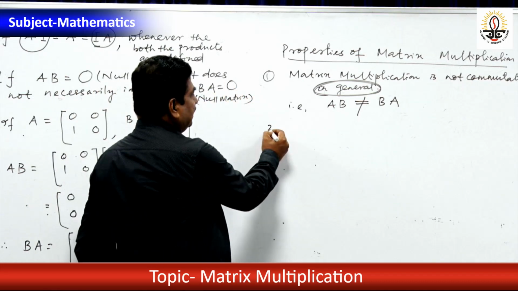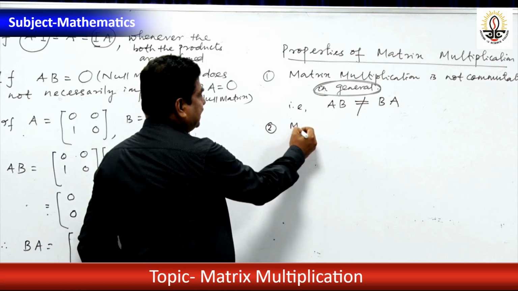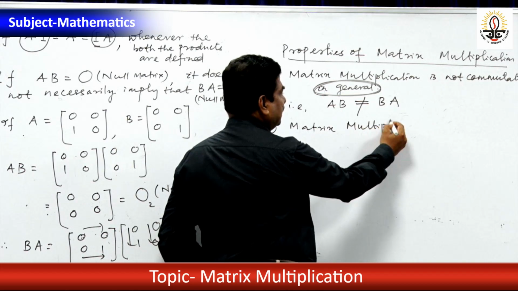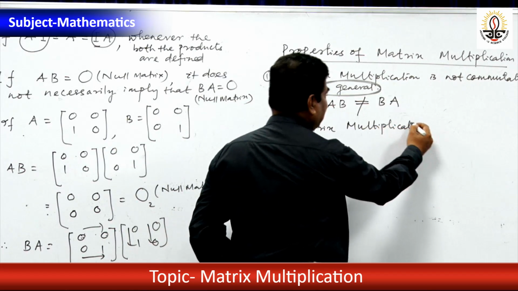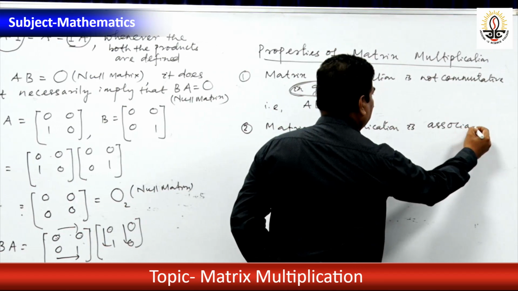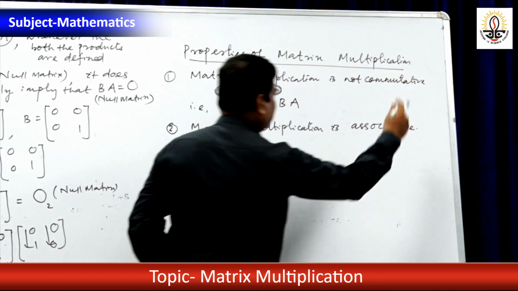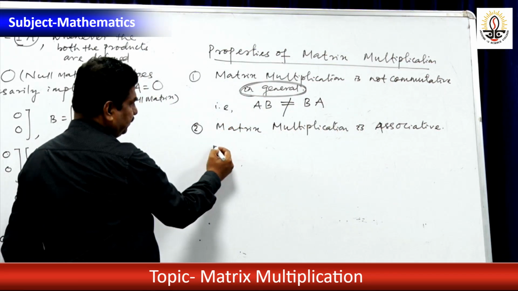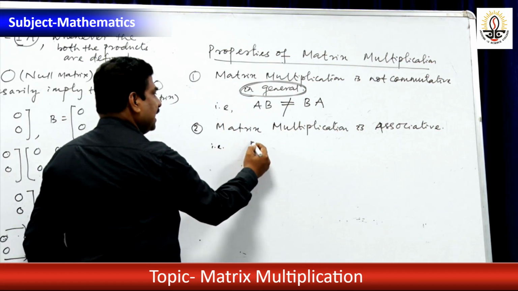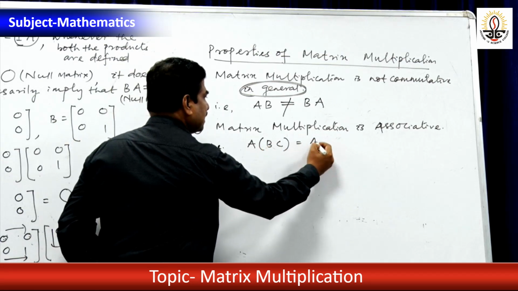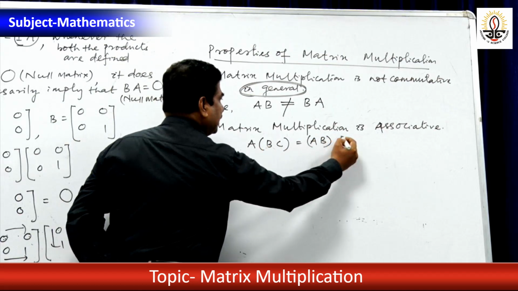The second one is multiplication. Matrix multiplication is associative. Here you see, that is A into BC which is equal to AB into C.